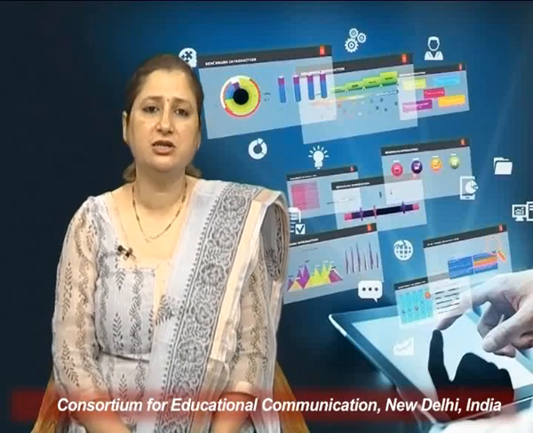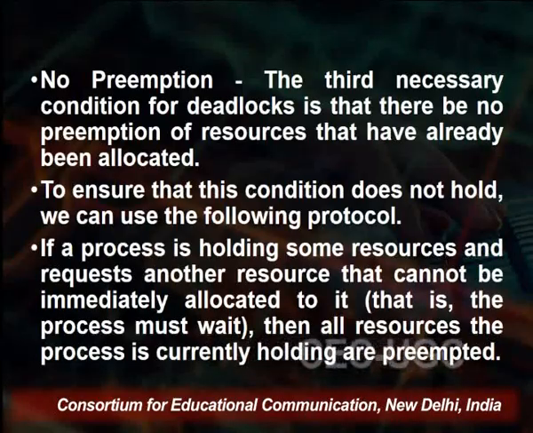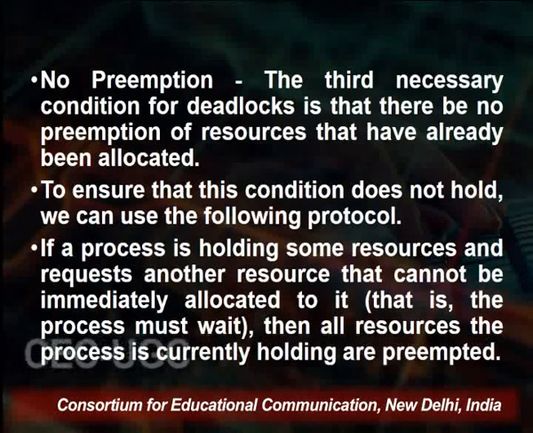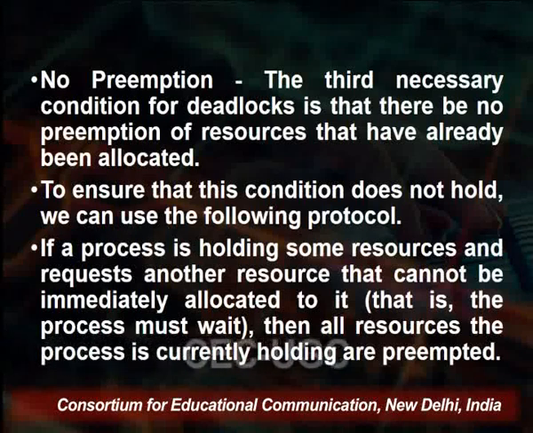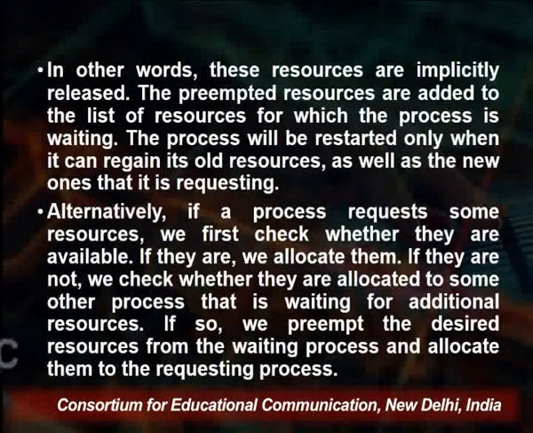Then the third condition, if we look at, is the condition of no preemption. In this case, no preemption means that the resources which are given can be preempted. So, if a process is holding some resource and it requests another resource that cannot be immediately allocated to it, that is, the process has to wait, then all the resources the process is currently holding are preempted. They are taken back, right? That is, all the resources are implicitly released and the preempted resources are added to the list of available resources, right?